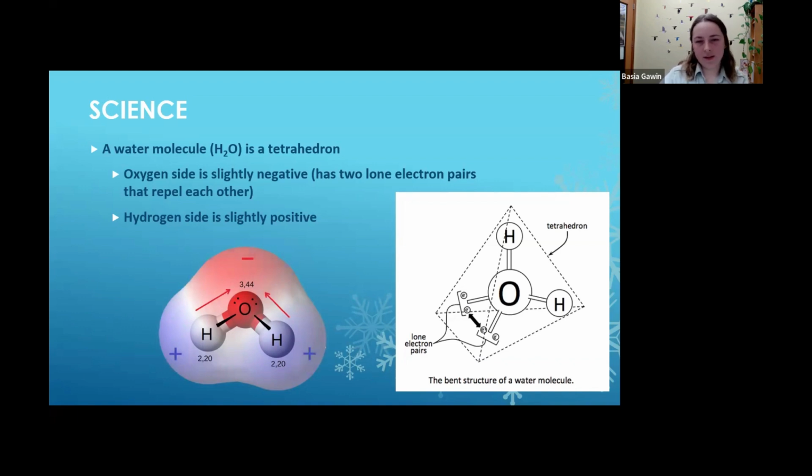And people have managed to study this down to just the smallest level, and they've even figured out that the angle between the 2 hydrogen atoms is consistently 104.5 degrees. So just how those electrons repel stuff and the shape of this tetrahedron, that's what a water molecule looks like.